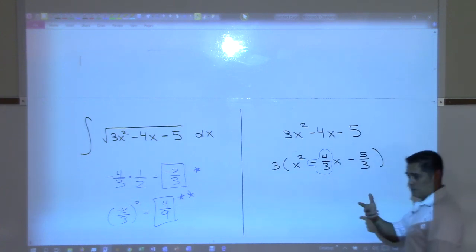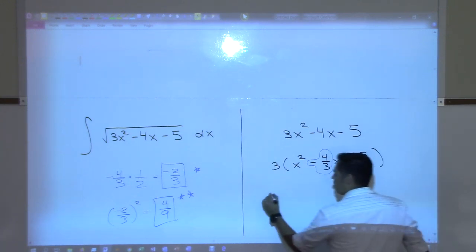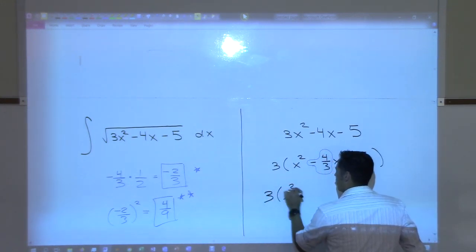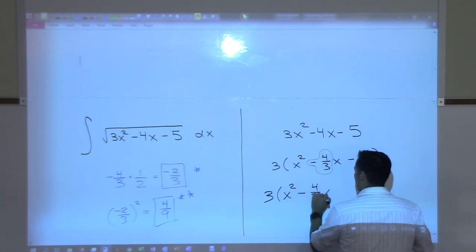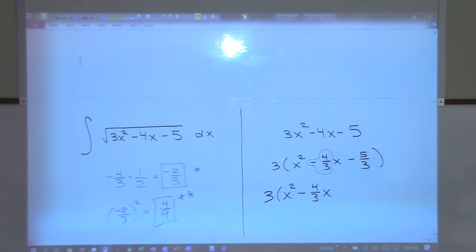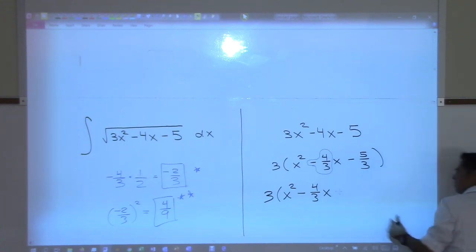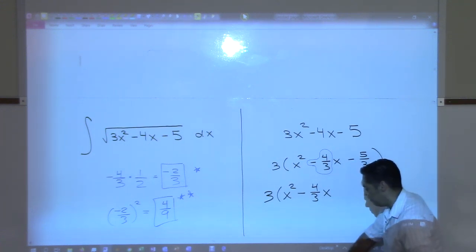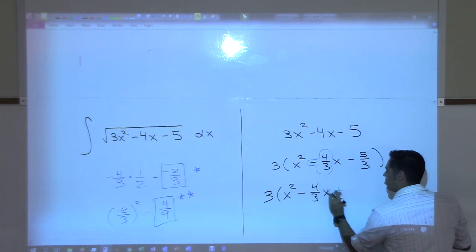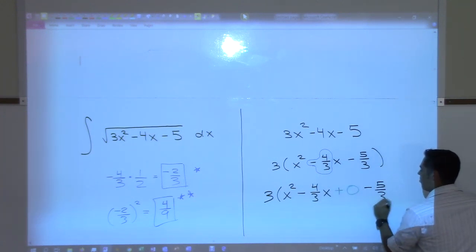So what we're going to do? We're going to have to add it and then subtract it. Add it and subtract it simultaneously. So what we're doing is we're realizing right here, right next to this x, there is a plus. Well, that's a great marker right there. There is a plus 0 sitting right there, minus 5/3.